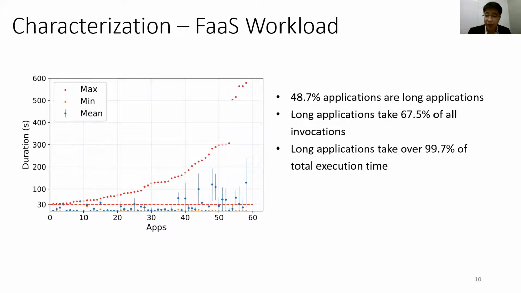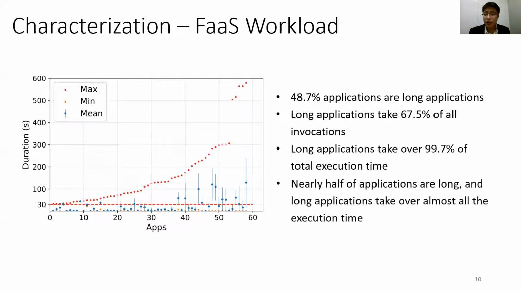The reason can be explained by the left figure, which shows the duration distribution of the long applications, where each point on the x-axis corresponds to one application, and the error bar shows the standard deviation of durations. The average duration of many long applications is well below 30 seconds, and they are still classified as long applications only because of a small fraction of long executions. In the end, the intuition is that nearly half of the applications are long, and these long applications take over almost all the execution time, and in other words, computation power.